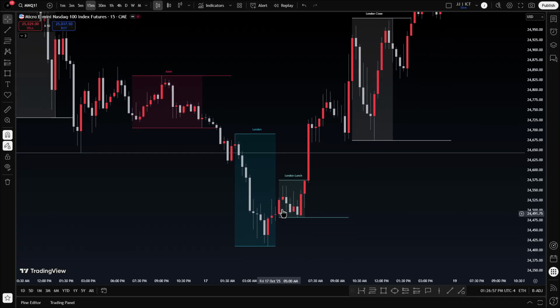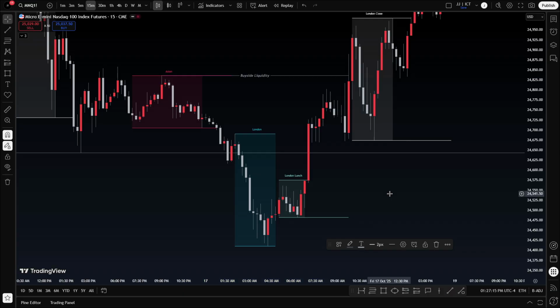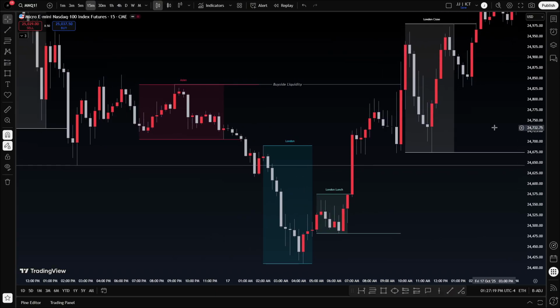That failure swing comes in, it tries to come down to London low, fails to do that during London lunch. Guess what? Right when London lunch ends, it jumps higher into the London high and begins to seek the Asian high. So reminder, we've left that high up here as what? Buy side liquidity. Whoa, see that?